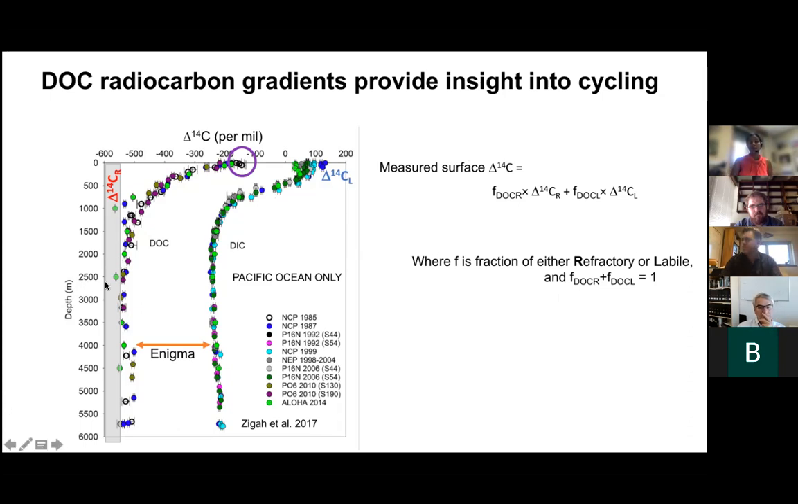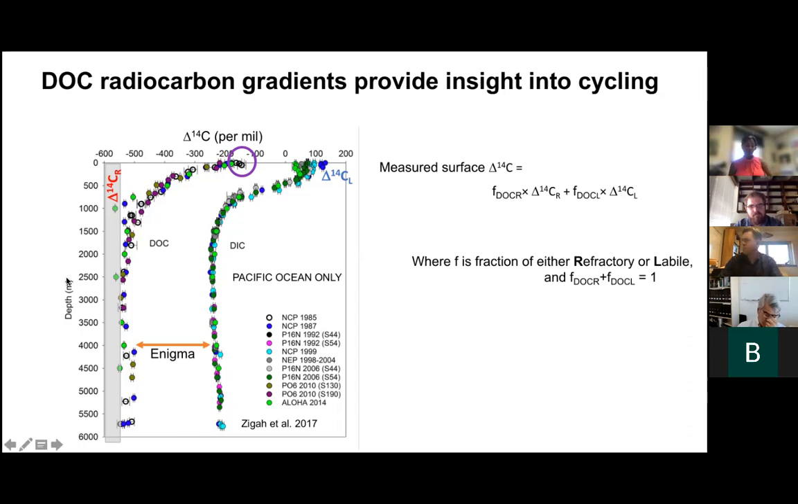And then finally, you get to a point where there's no more labile carbon, and it's essentially reflecting the radiocarbon content of refractory organic matter. However, this is not like DIC, where you're primarily talking about inorganic carbon: CO2, carbonate, bicarbonate. We're talking about essentially thousands to 100,000s of molecules that make up this reservoir of DOC.